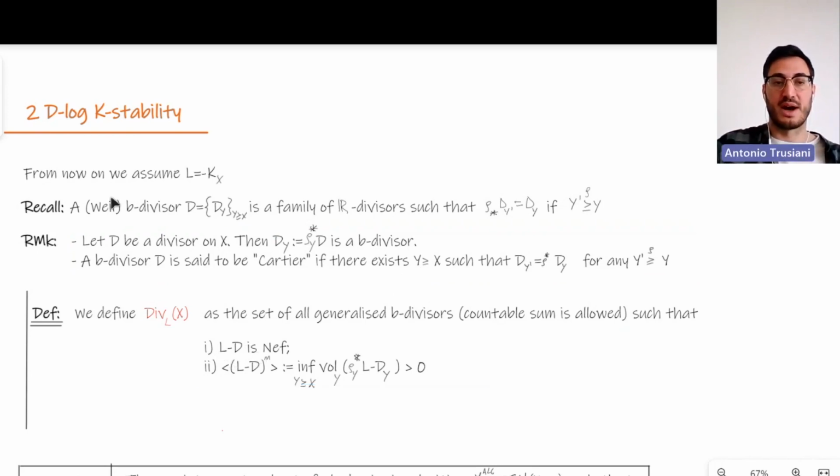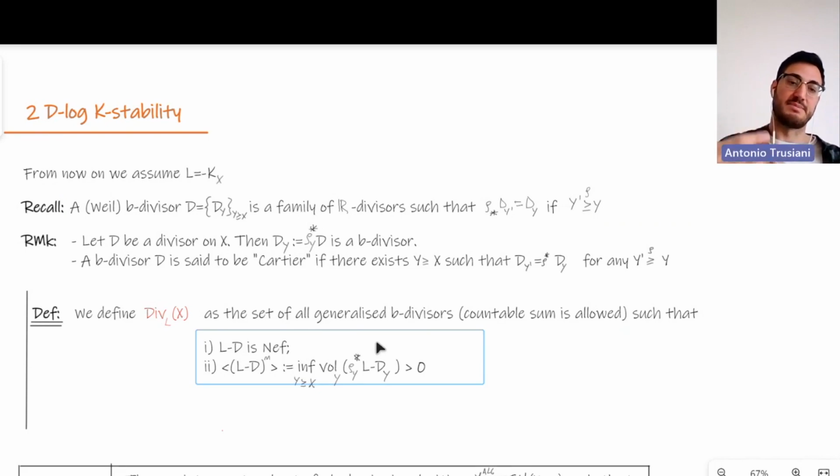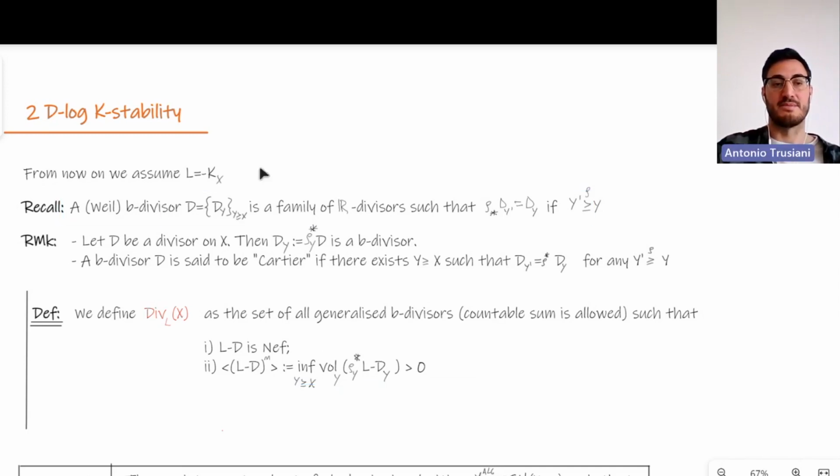But in general, for b-divisors that are not Cartier, this notion of L minus D being nef is equivalent to saying that for any Y, the incarnation L minus D_Y is nef in codimension 1. Or, if you want, a nef b-divisor is given by a weak limit of Cartier nef divisors. This is all in the Riemann-Zariski space. You can define some topology given by the projective limit, and then you can define nef b-divisors.